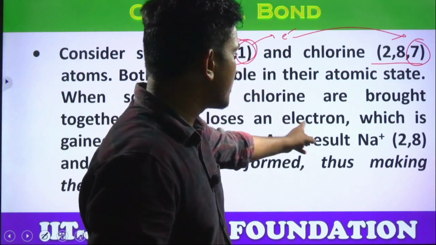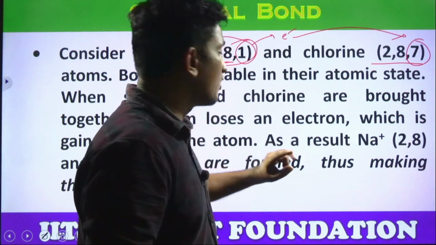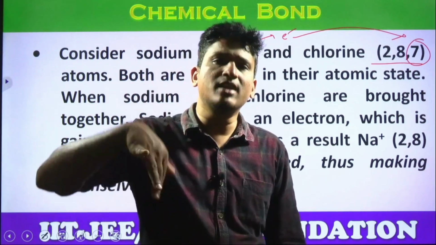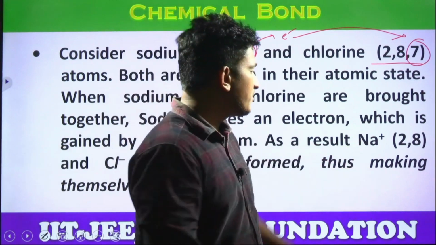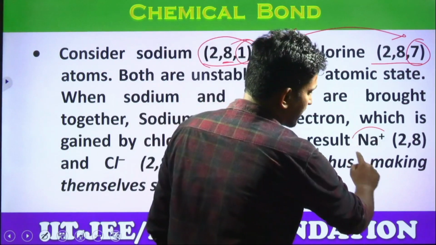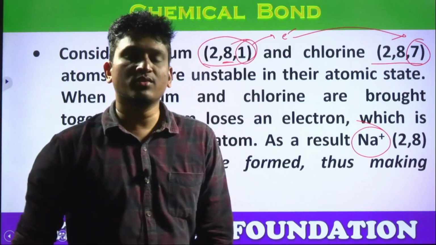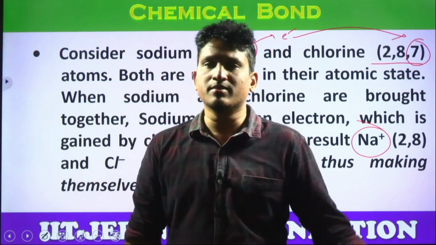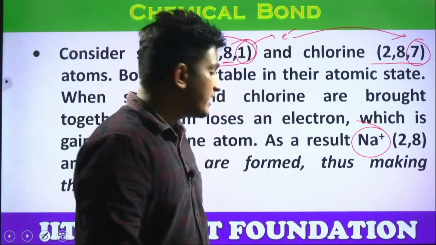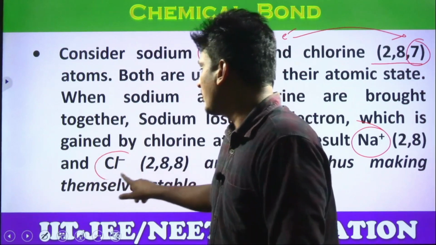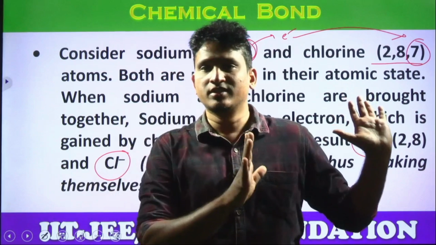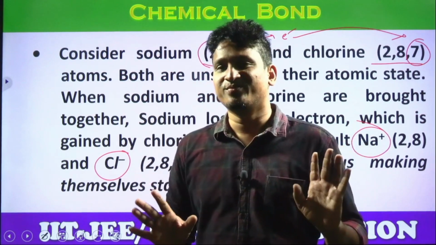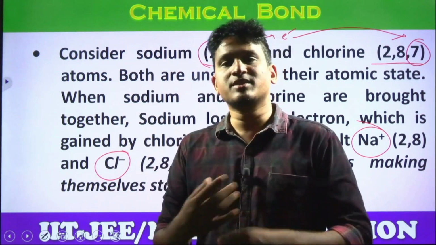And look here together. After sodium loses an electron, which is gained by the chlorine atom, yes or no? The result is sodium becomes which ion, students? Na plus ion. Sodium after losing one electron becomes a cation, and chlorine after gaining an electron becomes an anion. So sodium after becoming sodium ion, is the chemical bonding done? No. Chlorine after becoming chloride ion, done?